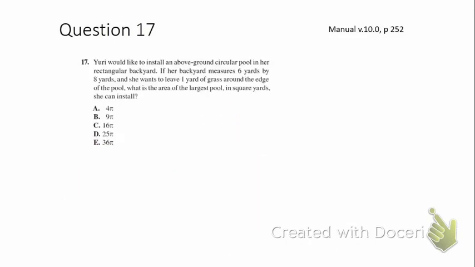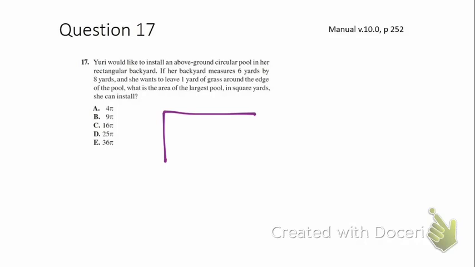17. Yuri would like to install an above-ground circular pool in her rectangular backyard. If her backyard measures 6 yards by 8 yards and she wants to leave 1 yard of grass around the edge of the pool, what is the area of the largest pool in square yards she can install?